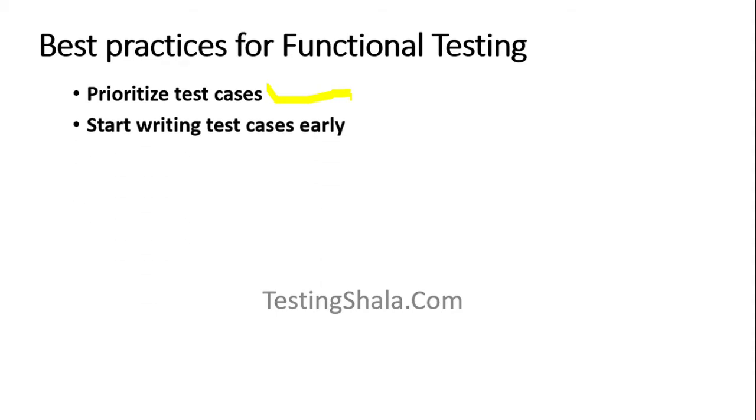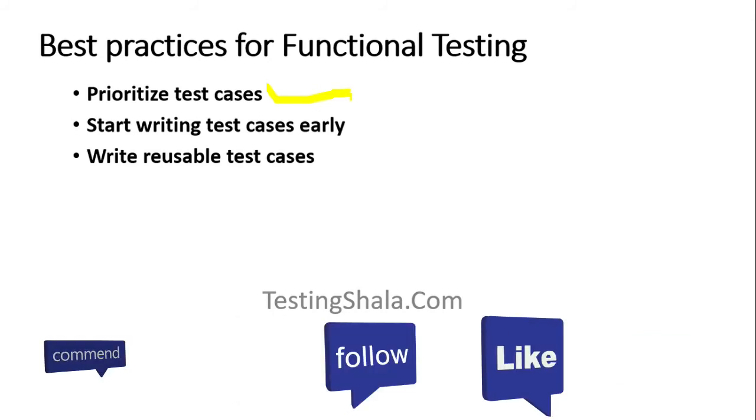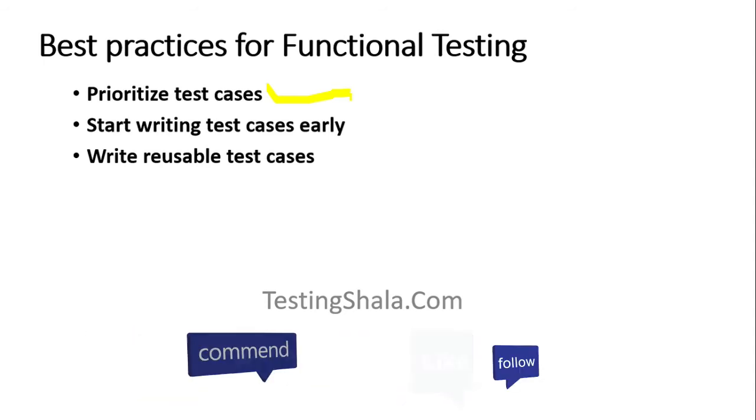The second is always write the test cases as early as possible. That is the second best practice. You should not delay your writing of the test cases till the last, right? Always start writing the test cases as early as possible. The third one is always try to write test cases by keeping reusable things in your mind. Do not keep writing duplicate test cases. Try to reuse as many test cases as you have already written earlier. That is the third best practice you should follow when you're writing a functional testing.